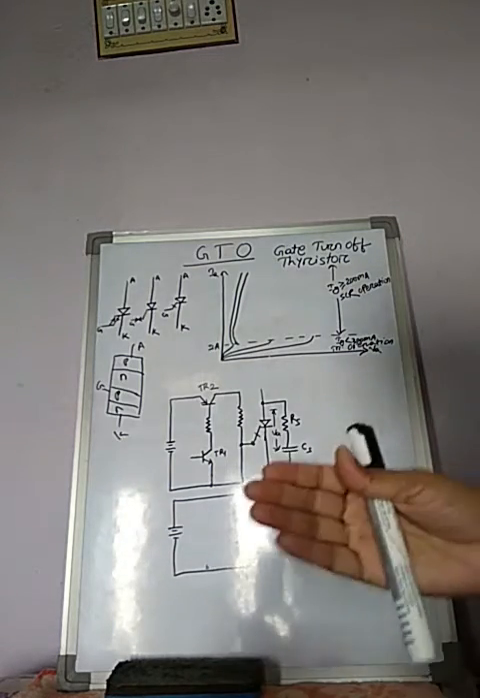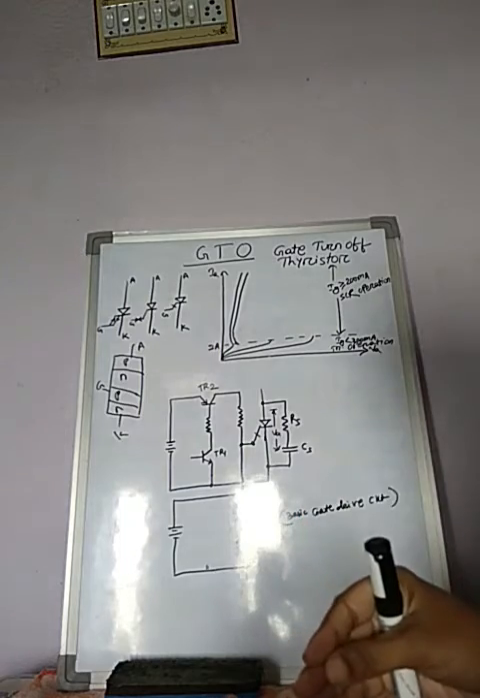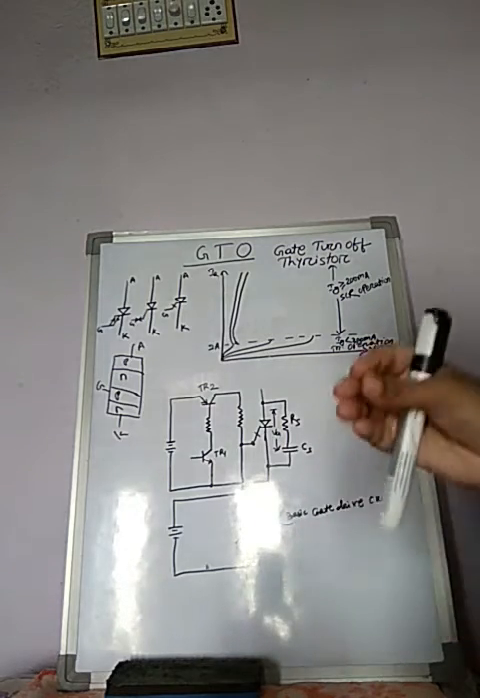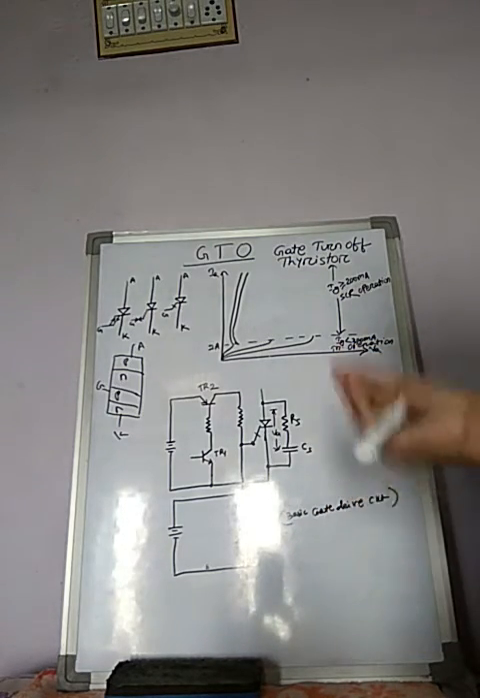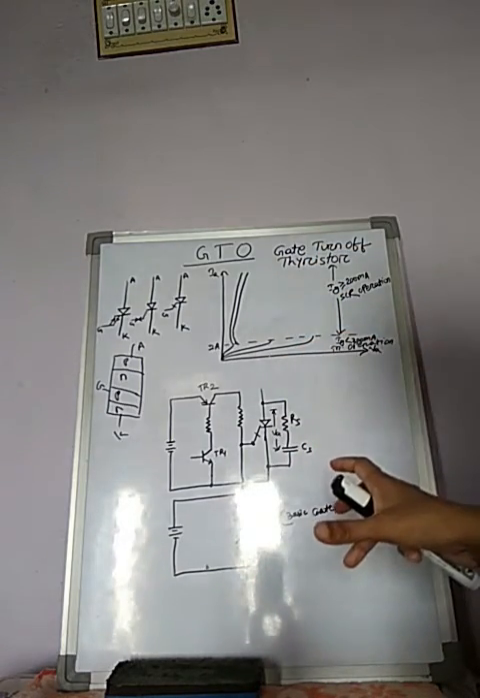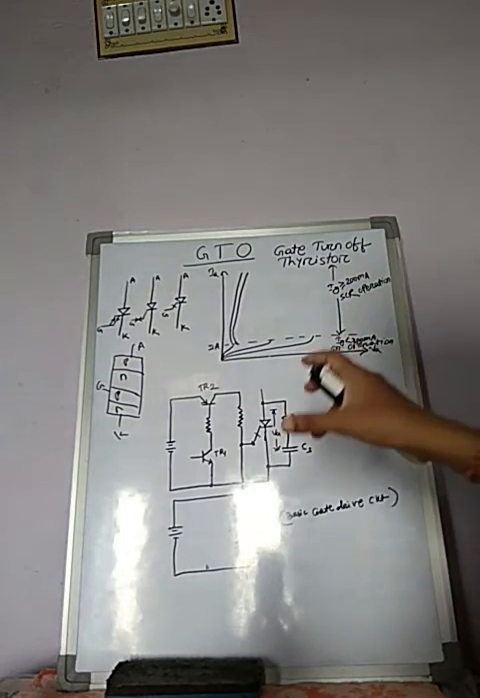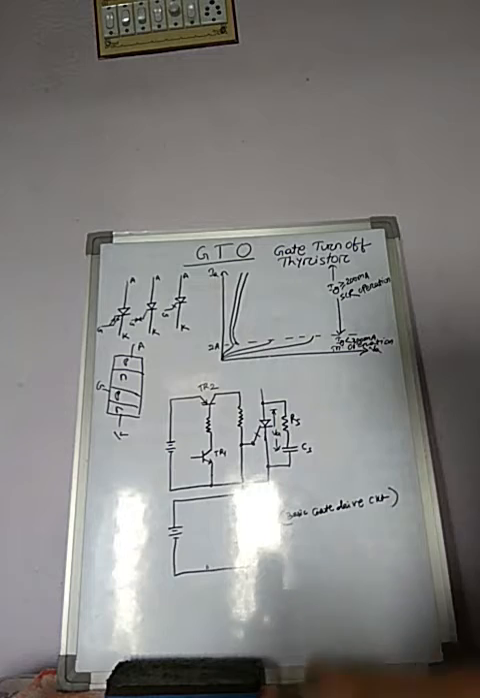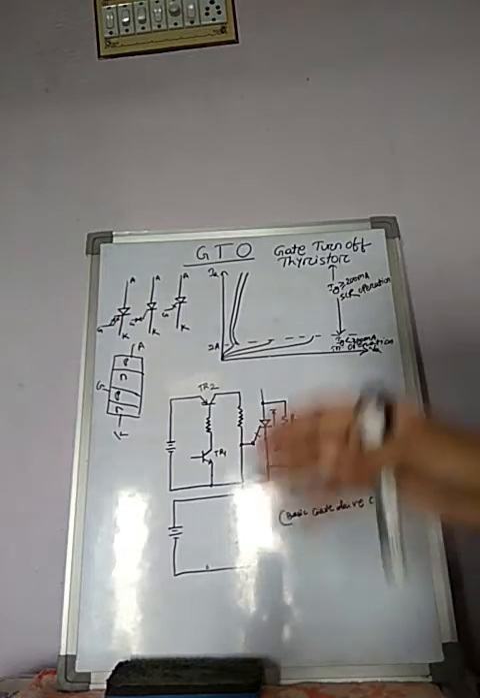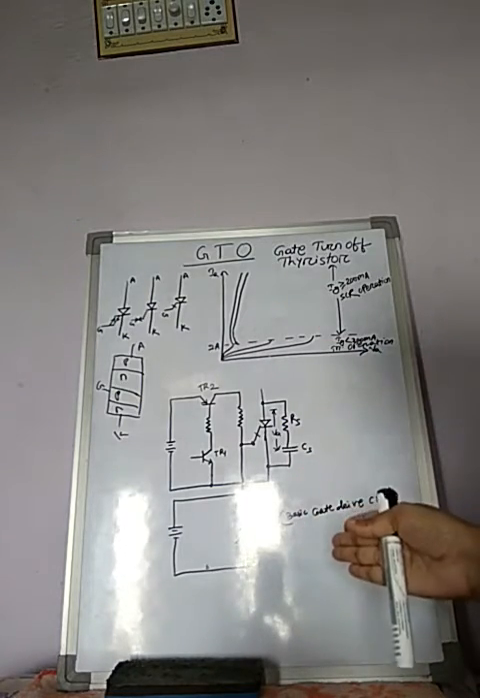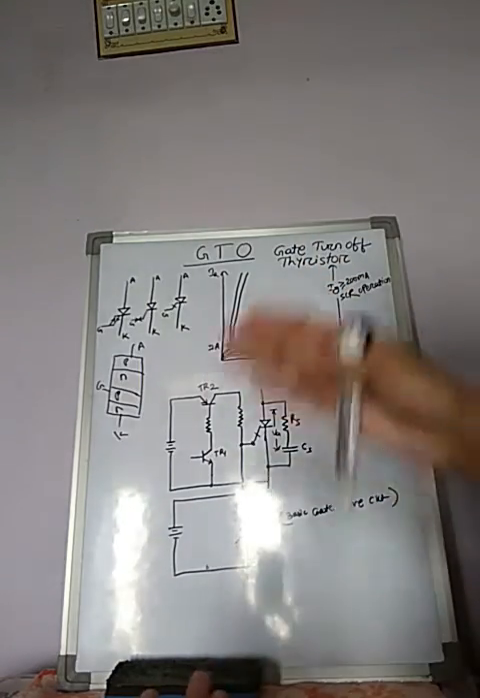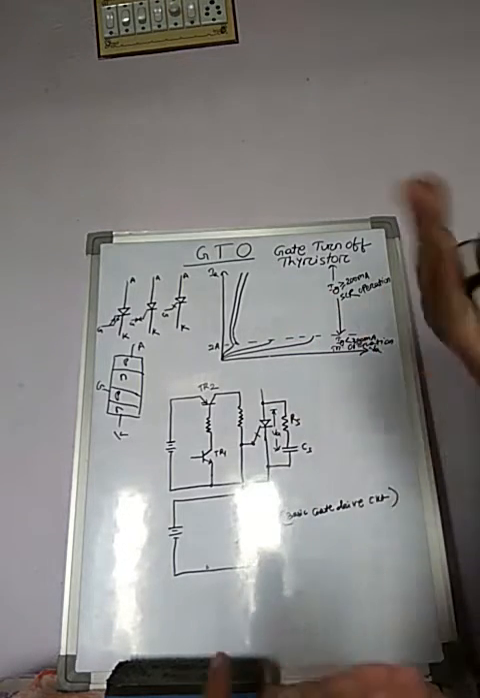Okay, so the negative gate current required to turn off a GTO is quite large in percentage. Whatever the percentage of current required to turn on this device, as compared to the positive gate current value, the negative gate value is much greater. So the negative gate current required to turn off this GTO is a large percentage of anode current. Okay, so let's take one example.